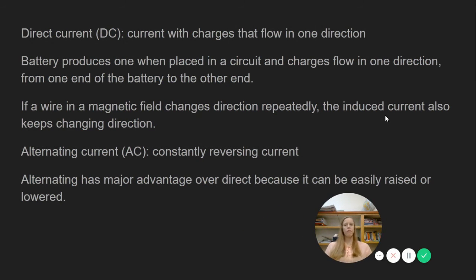Direct current, or DC, is a current with charges that flow in one direction. A battery produces one when placed in a circuit, and charges flow in one direction, from one end of the battery to the other end. If a wire in a magnetic field changes direction rapidly, the induced current also keeps changing direction. Alternating current, or AC, is a constantly reversing current. Alternating has a major advantage over direct because it can be easily raised or lowered.